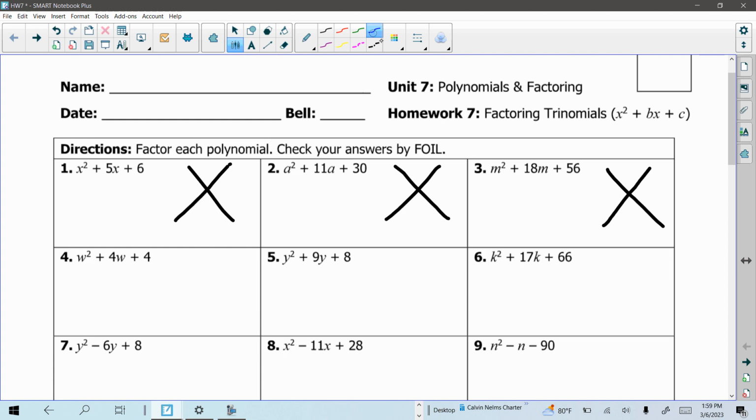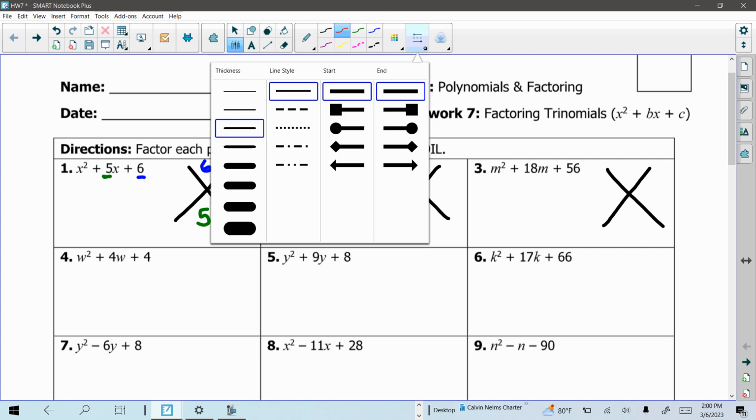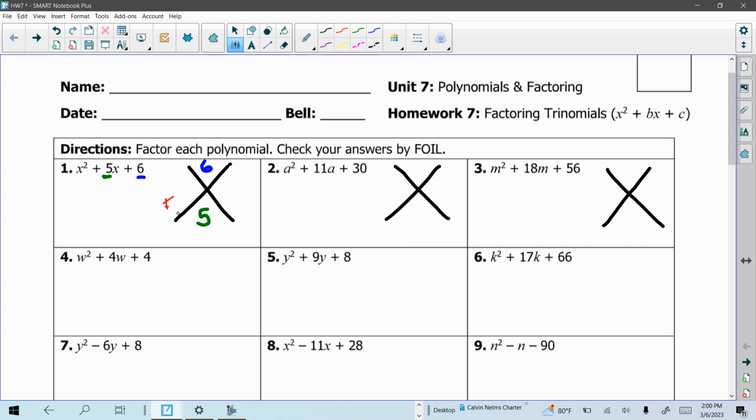At the top is the last term, okay? So this would be a 6 here. And at the bottom is the middle term. That would be a 5. Basically, now on our left and right side of our X would be our factors. So we're thinking of numbers we can multiply together to get the 6. We're multiplying for 6, but then we're adding to get the 5. So hopefully you already have 3 and 2.